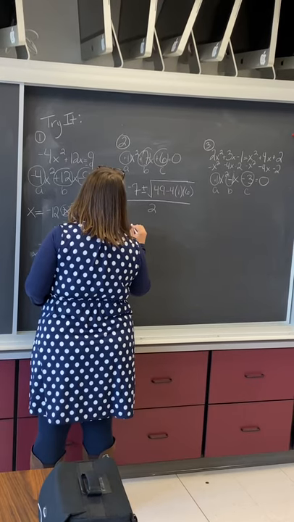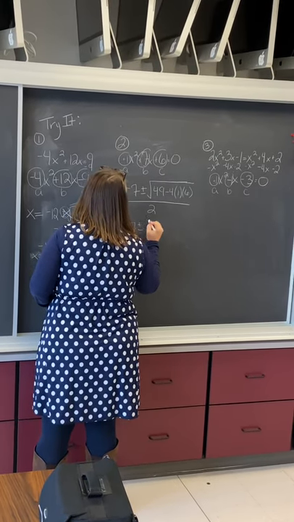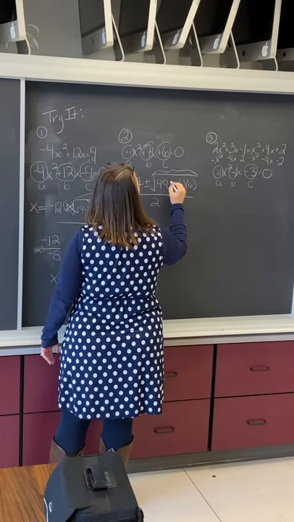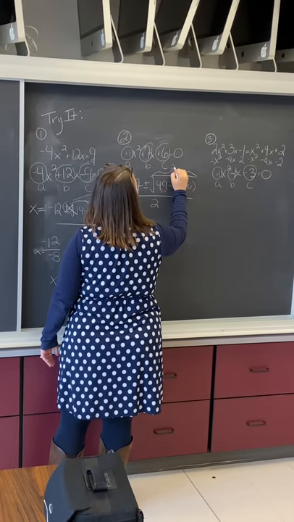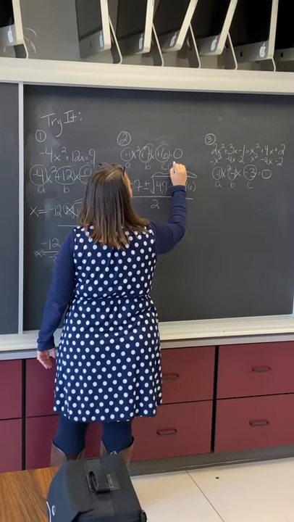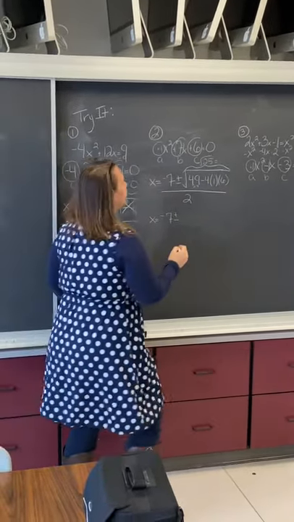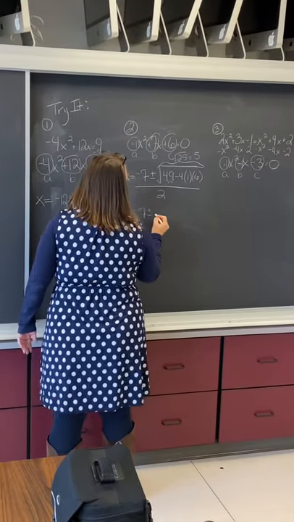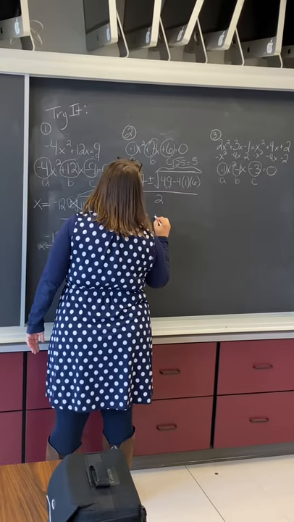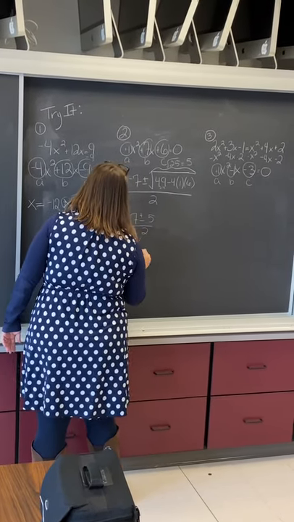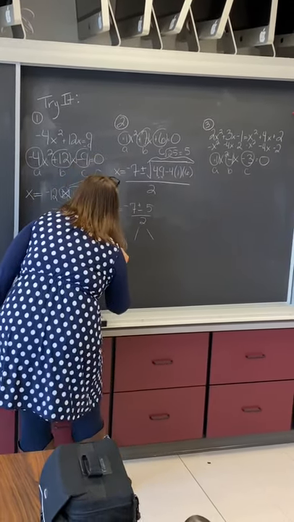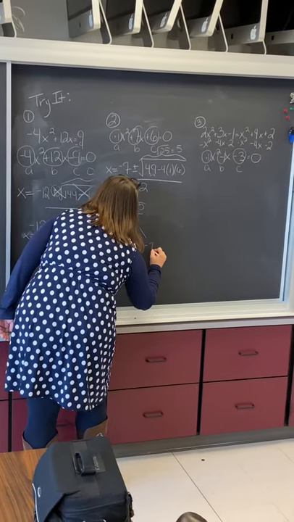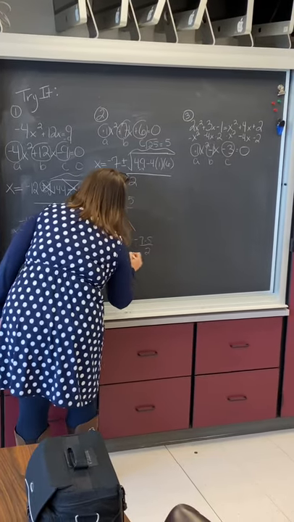X equals minus 7 plus or minus. What's underneath here? 4 times 6 is 24. 49 minus 24 is 25. What's the square root of 25? 5. Nice. So down here we have minus 7 plus or minus 5 all over 2. We're going to break that into 2. Minus 7 plus 5 all over 2. Minus 7 minus 5 all over 2.